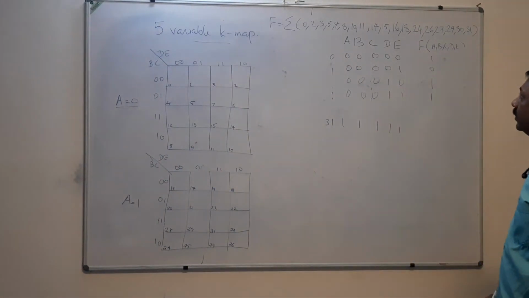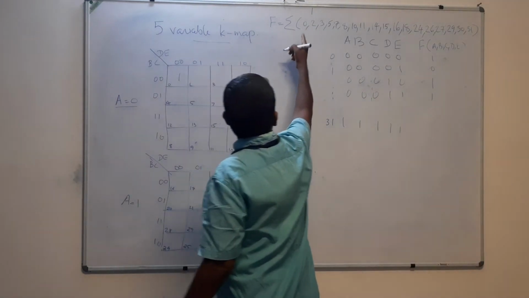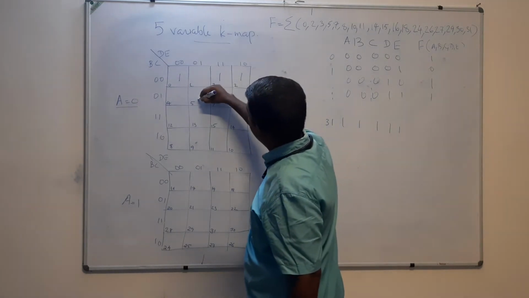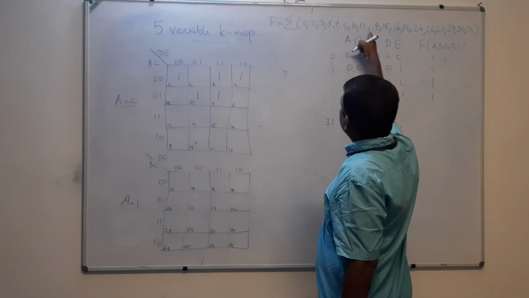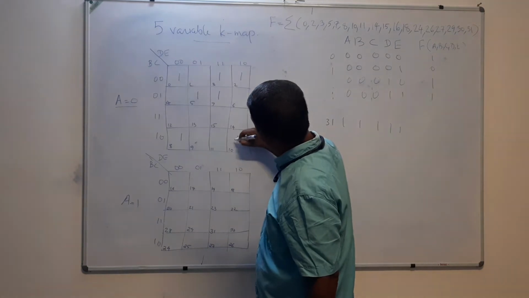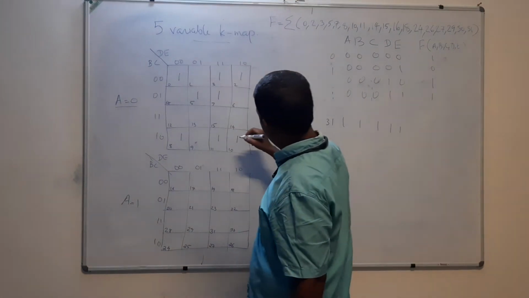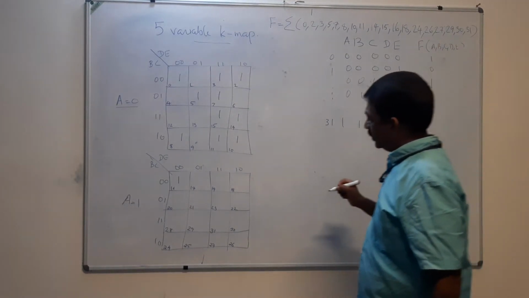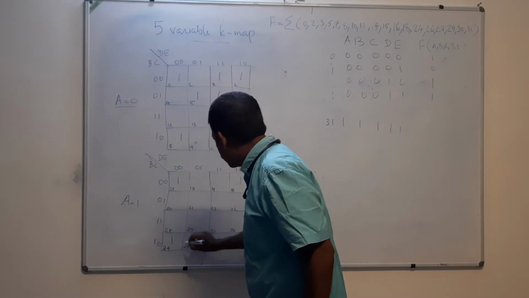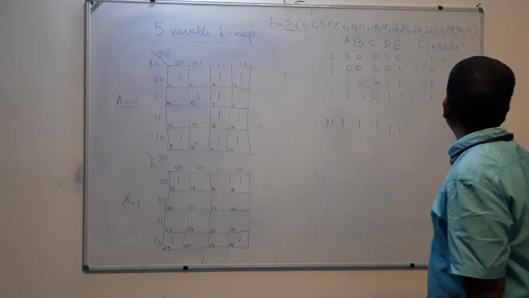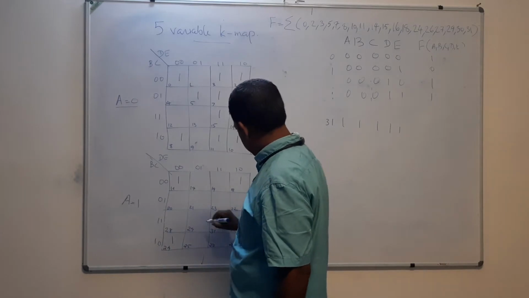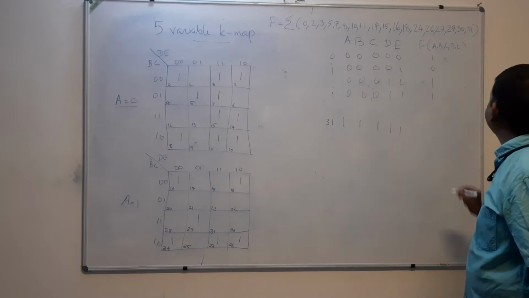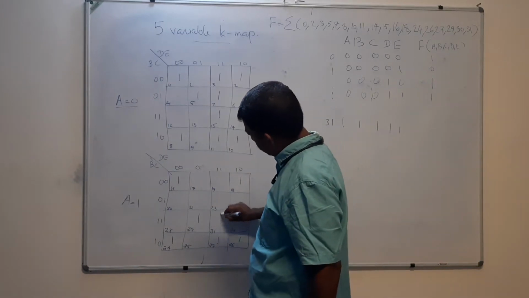Now I am going to fill this. 0 is here. 2 is here. 3 is here. 5, 7, 8, 10, 11, 14, 15, 16, 18, 24, 26, 27, 29, 30, 31.